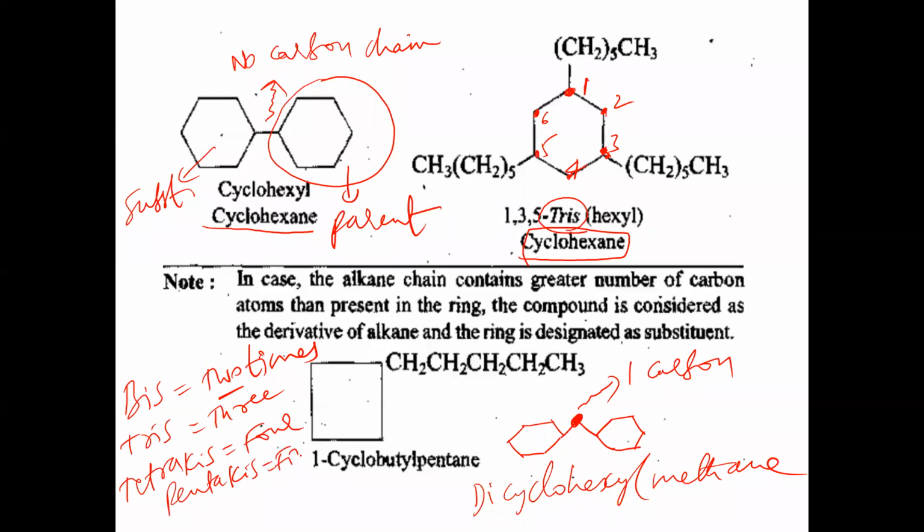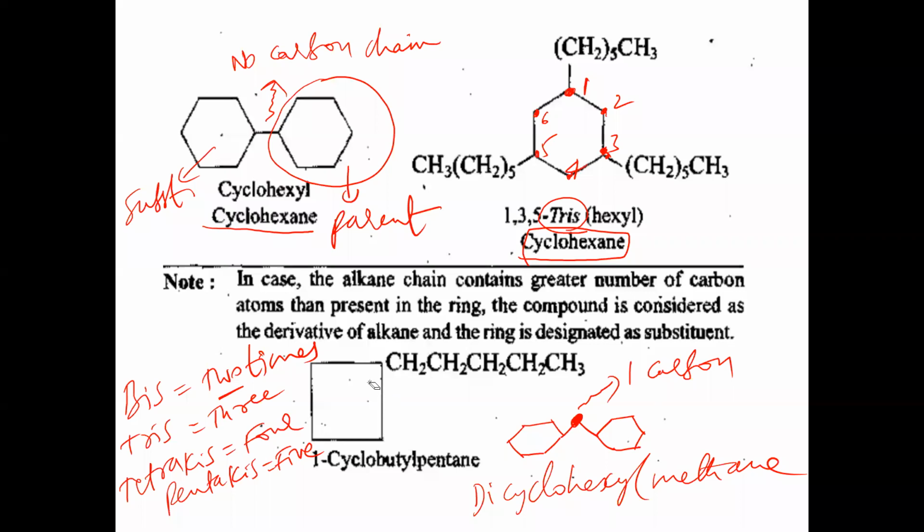Pentakis means 5 times. Special numerical prefixes like bis, tris, tetrakis, pentakis should be used here. So 1,3,5-tris-hexyl-cyclohexane is the IUPAC name of this compound.